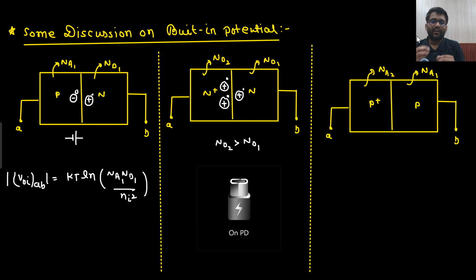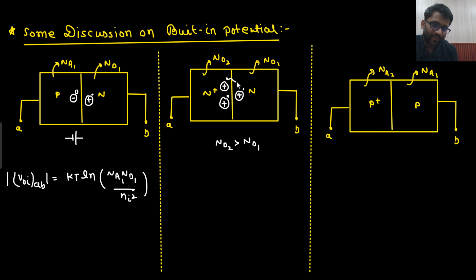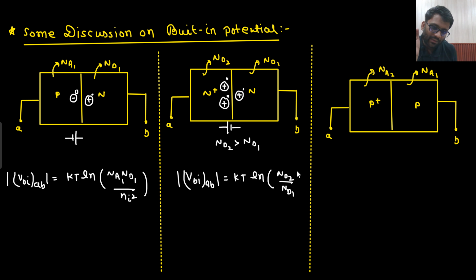Yeah. So Nd2 is greater than Nd1. So you know that, sir, electrons from here will travel to the N side. What does that mean? This side would be more positive and this side would be less positive. So this side would become negative, this side would become positive. Although I don't care about the polarity, I only care about the built-in potential between A and B. What would that be? Sir, KT ln higher electron concentration divided by lower electron concentration.